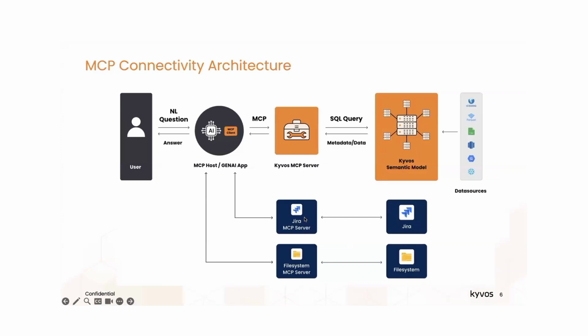Now, in the second column, you can see there is a GenAI app. The GenAI app in this case is also called the MCP host. This GenAI app has a component which is known as the MCP client. Now, this MCP client is responsible for interacting with all of these MCP servers to fetch the relevant data and provide it to the GenAI app. The GenAI app can use this data to answer the user's question accordingly.